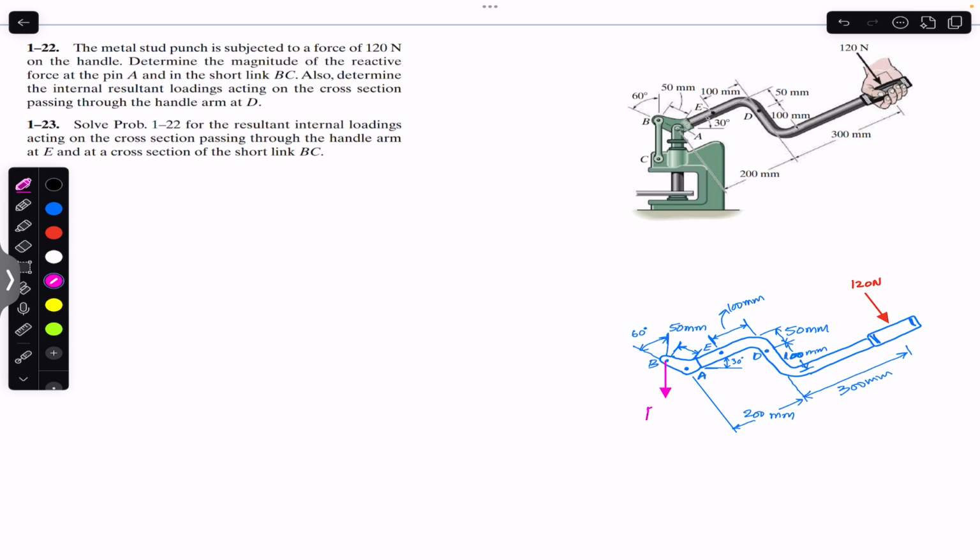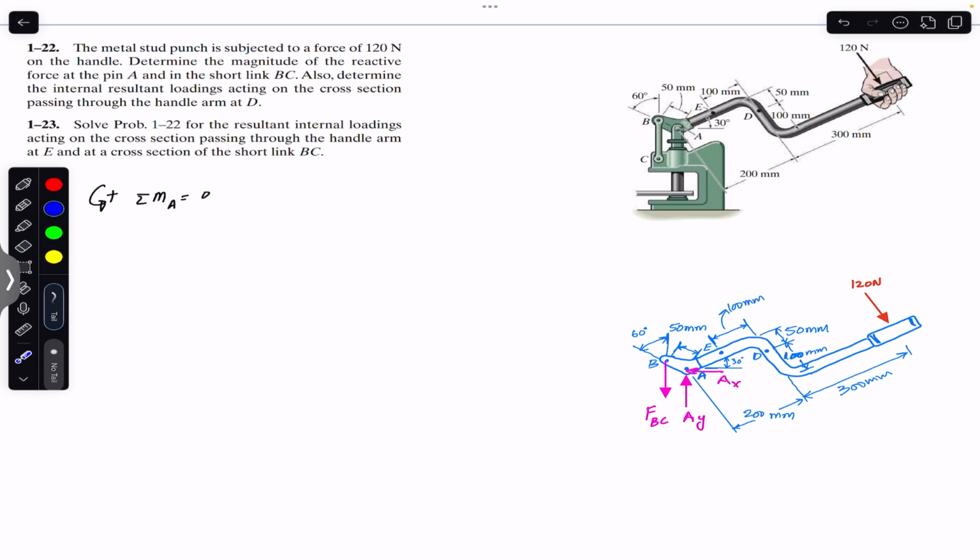So this will be FBC, and at A we will have the support reaction. Let's say that we have AX here, and we have AY in the vertical direction. So in the first portion of the problem, we are required to find AX, AY, and FBC. So if we apply the sum of the moment about point A equal to 0, the counterclockwise moment is assumed to be positive.